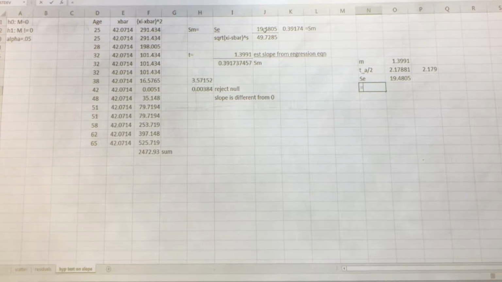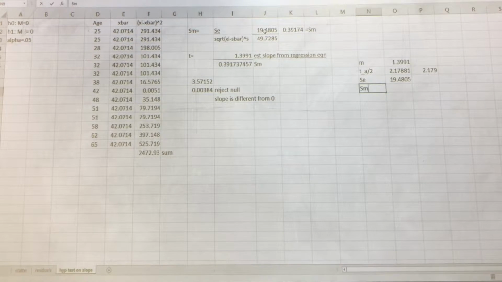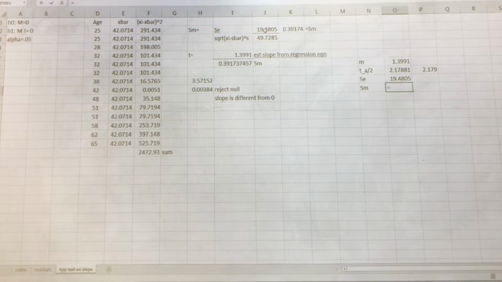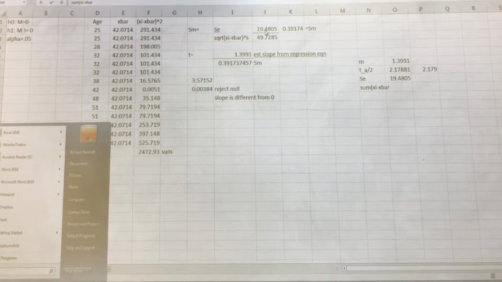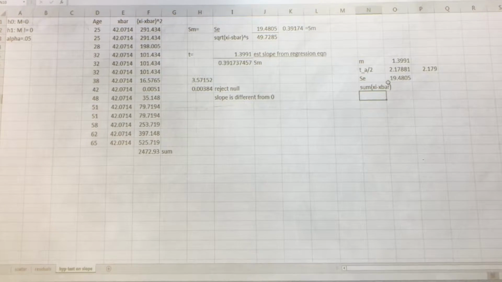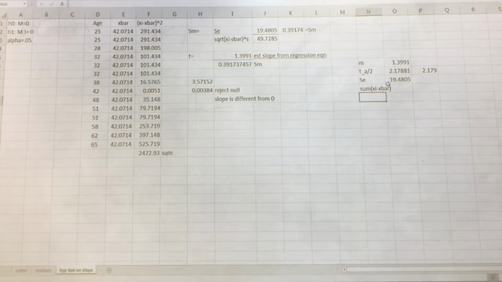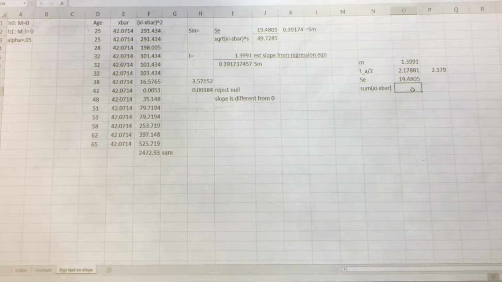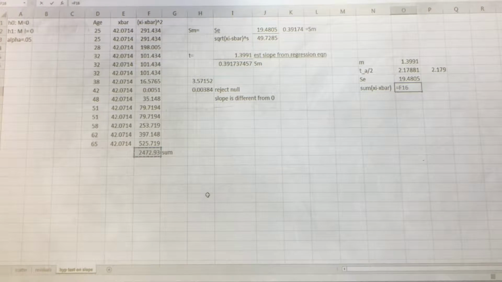And I'm going to need the S of M. Oops. S of M, which in this case is, no. I need the sum of, sorry, I'm just looking on. I need the sum of the xi minus x bar. Somebody in my other class said, isn't SE divided by that sum S of M? And I said, yeah, but this is the formula they give you, so I'm just trying to follow it. Okay? So that's going to be simply this sum right here. Okay?